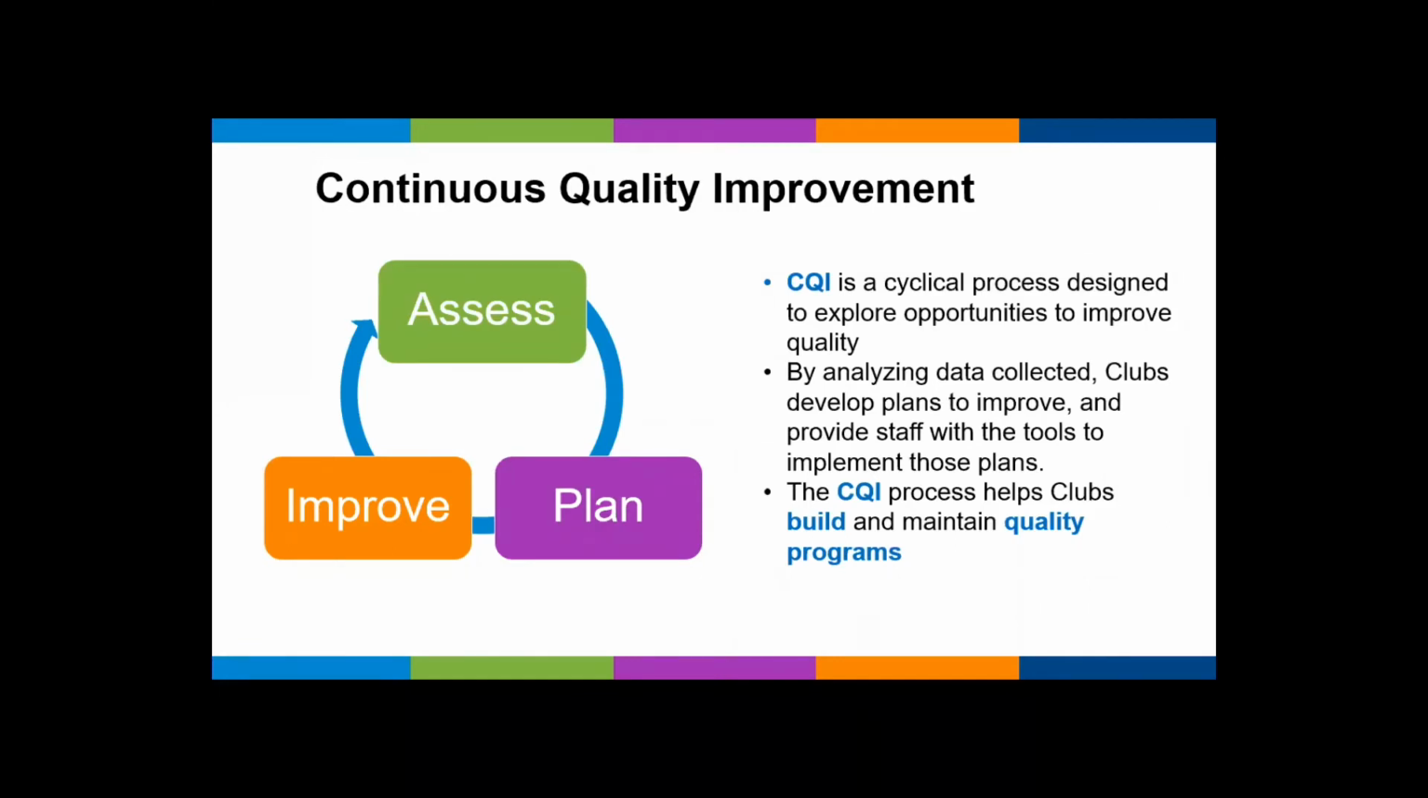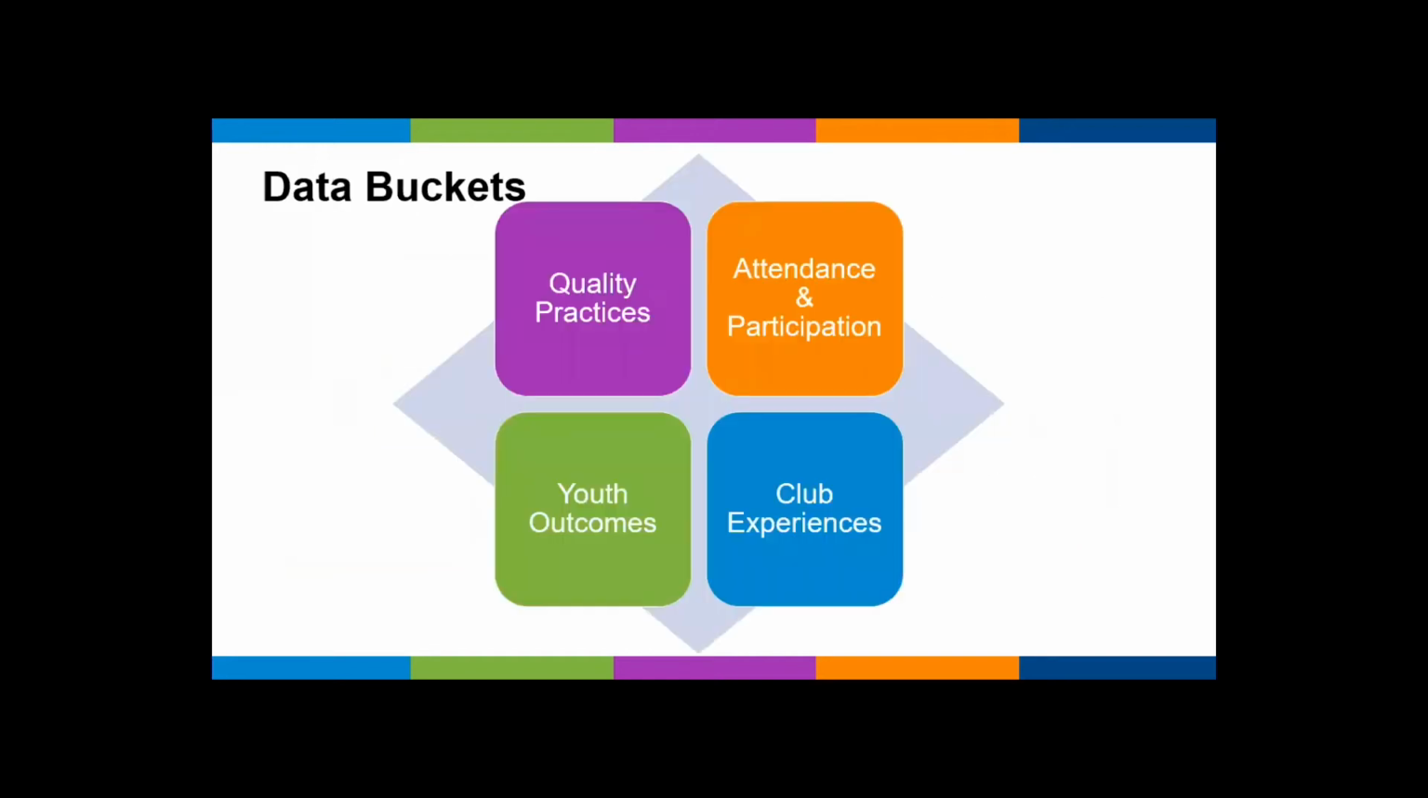So this has been the whole process of CQI that I've just outlined for you, but really focusing in on that assess phase. How are we making sure that the data that we're collecting gives us a big enough picture of what our club is all about? And the way I want us to think about that is through data buckets. Sometimes we refer to these as data categories, but instead of thinking about data as one single source of data, like your National Youth Outcomes Initiative survey results, or your attendance data from KidTrax or My Club Hub, or what have you, we are going to separate those data into different categories so we can make sure that we're getting a holistic picture. And those categories are quality practices, so what are your staff doing? Attendance and participation, club experiences, and youth outcomes.